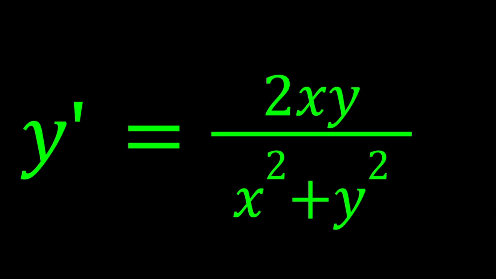Hello everyone. In this video, we're going to be solving a differential equation. A really cool differential equation actually. So we have y prime equals 2xy divided by x squared plus y squared. So is this a homogeneous equation? Please let me know what you think. And homogeneous equations are actually kind of special, and we can use some special methods.